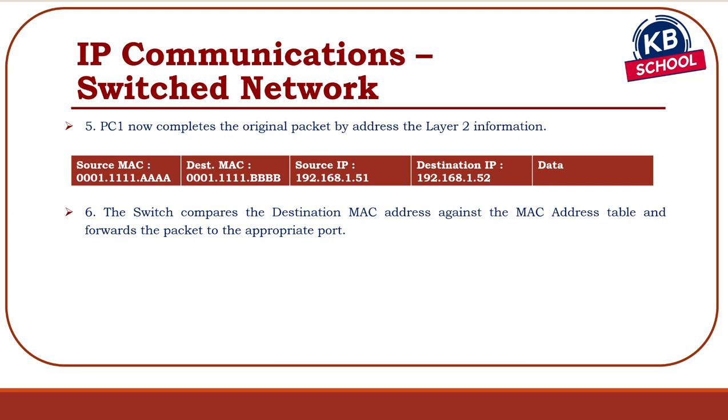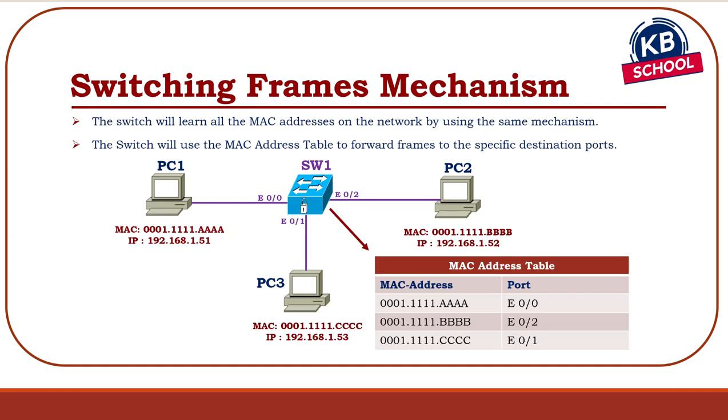All right. This is what was happening when PC1, PC2, and PC3 were communicating. In this case, the three PCs were located where? In the same IP subnet. All right? So that's how the layer 2 and layer 3 header is built.